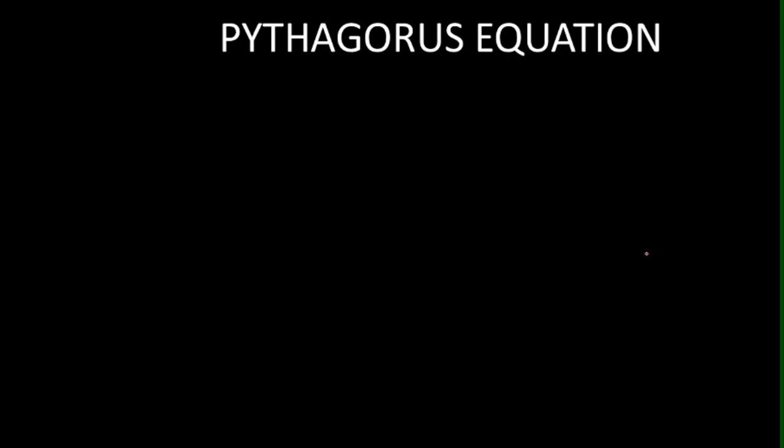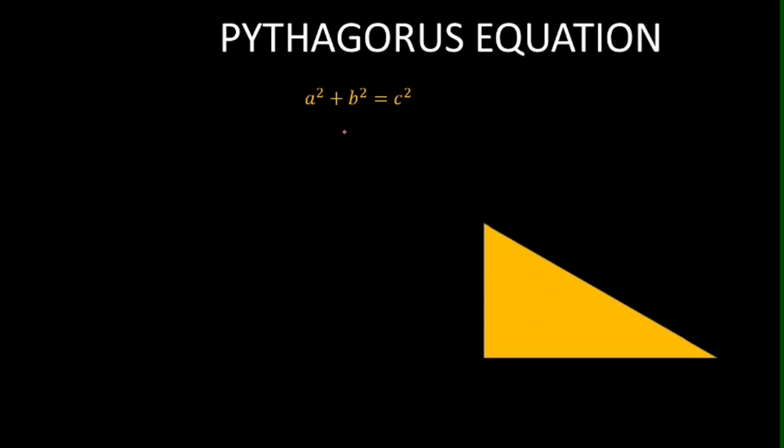This video is about the Pythagoras equation. This Pythagoras equation is for a right angle triangle. One side is A, another side is B, and the hypotenuse is C. Then we can say A square plus B square equals C square.